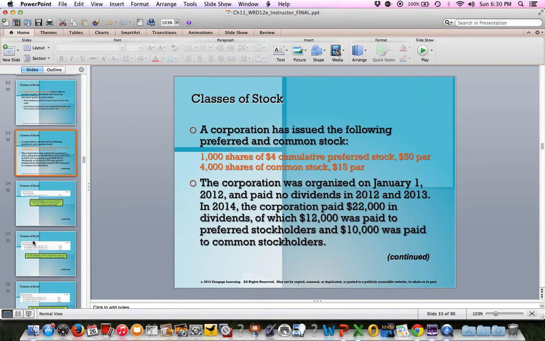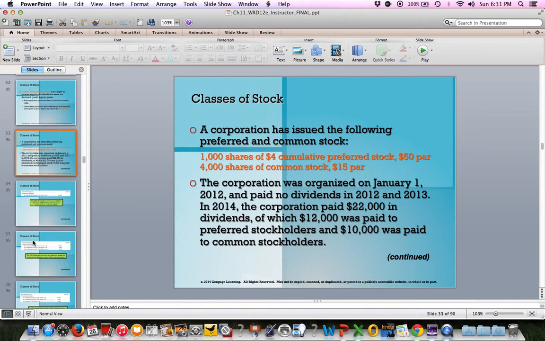So just continuing along with that, a corporation has issued the following preferred and common stock. You can see they've got 1,000 shares of $4 cumulative preferred stock at $50 par, and typically the par values for preferred stocks are fairly high, and then 4,000 shares of common stock at $15 par. And typically common par, if they have a par, is much lower. The corporation was organized January 1, 2012 and paid no dividends in 2012 or 2013. In 2014, the corporation paid $22,000 in dividends, of which $12,000 was paid to preferreds and $10,000 was paid to commons.